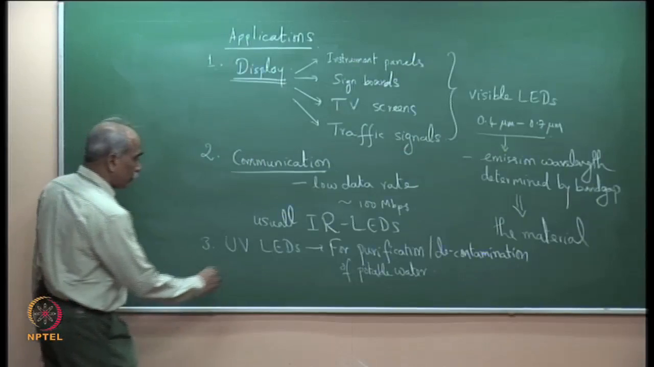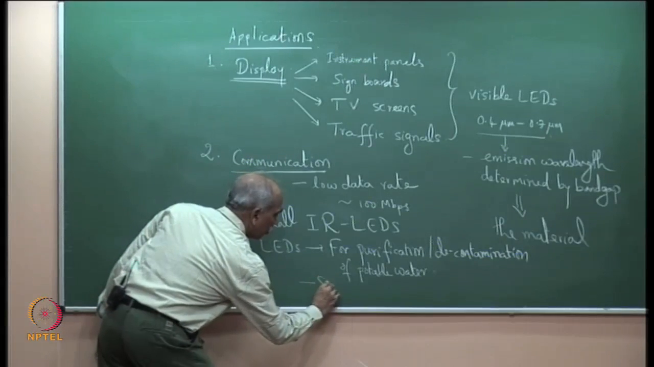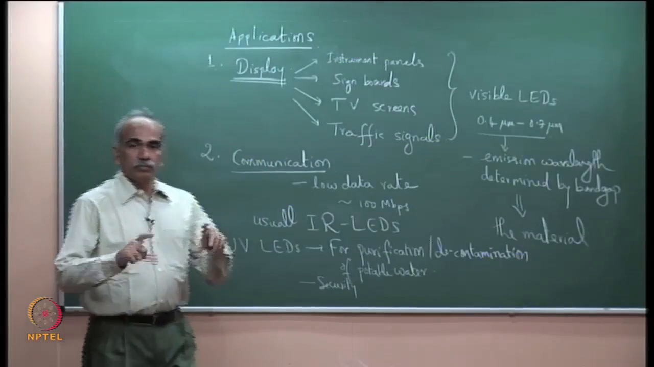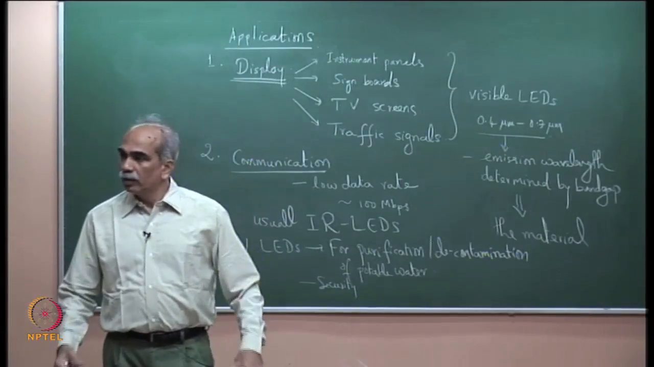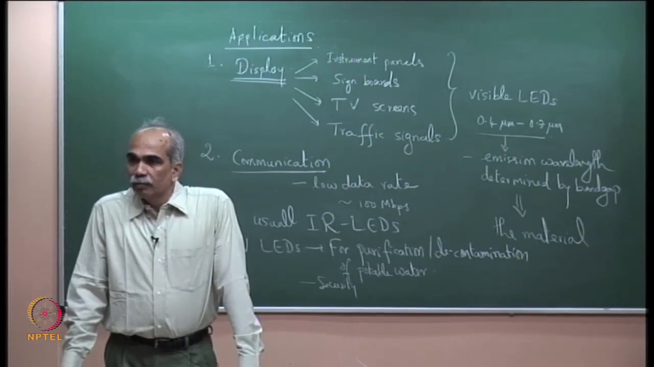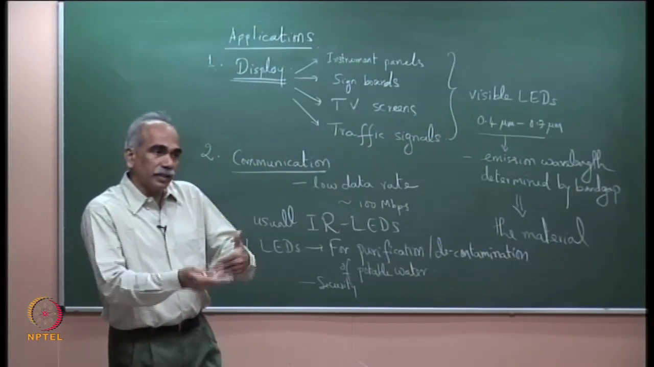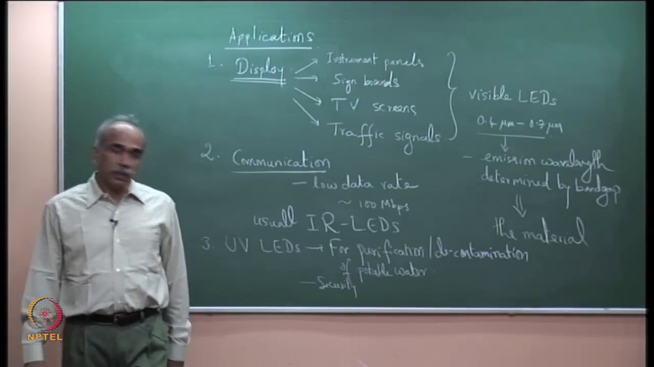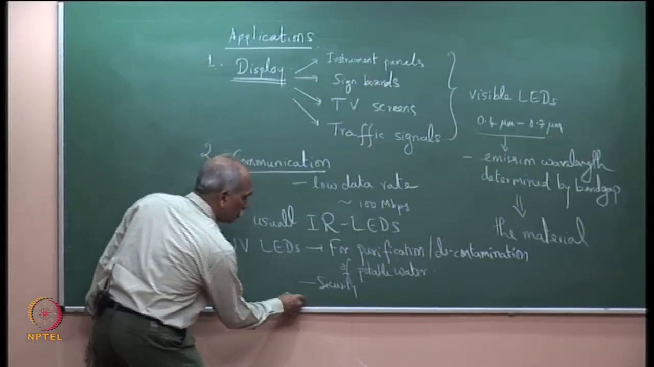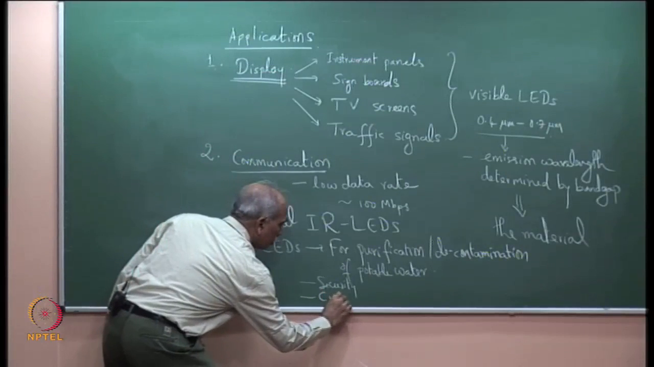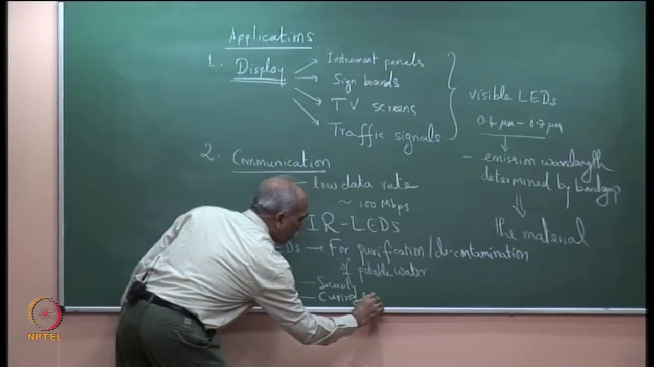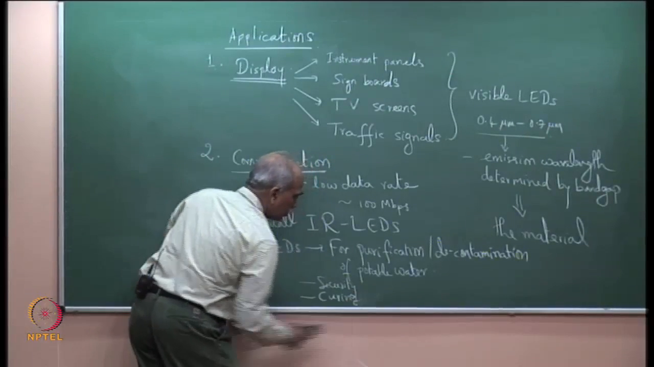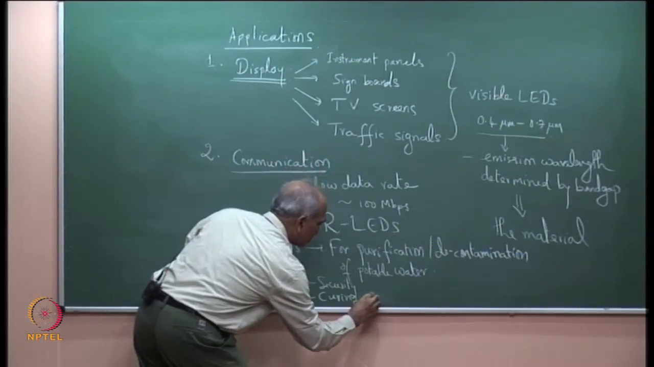And also in security, to detect counterfeit currency notes, people use UV light. There are certain signatures which are visible only when you see UV. And also for curing epoxy, for curing epoxy resins.